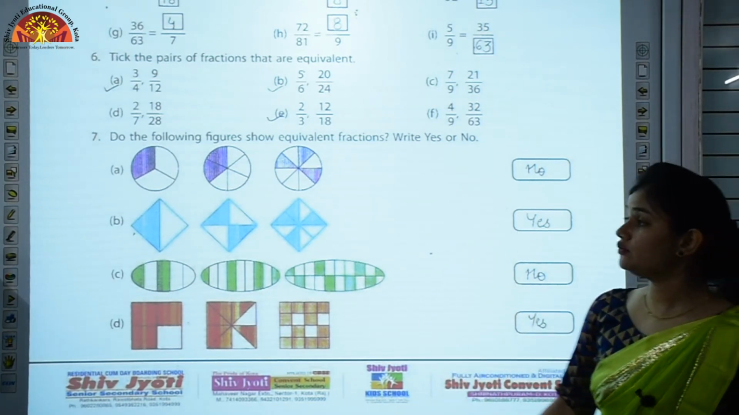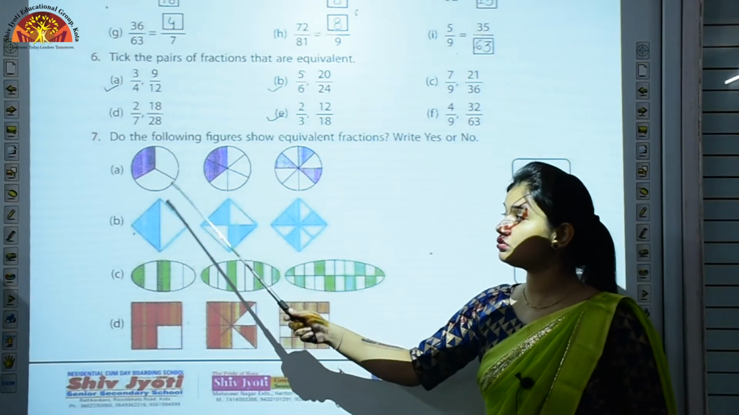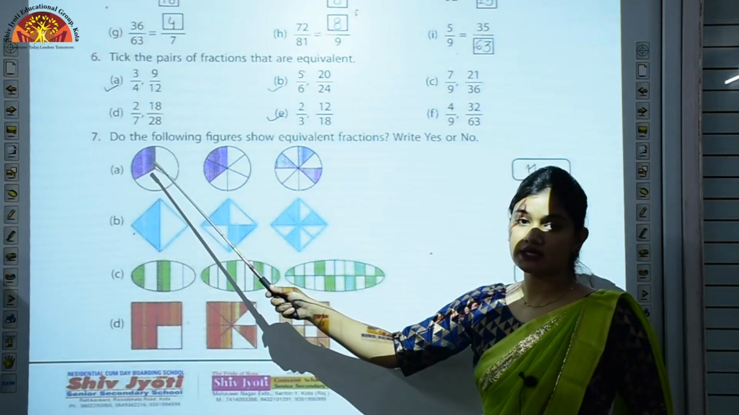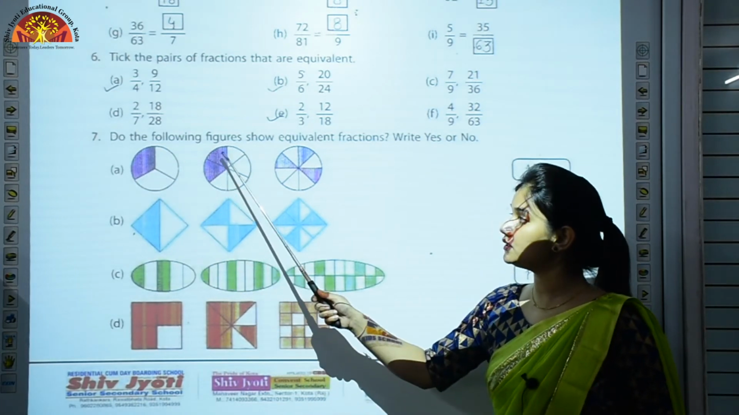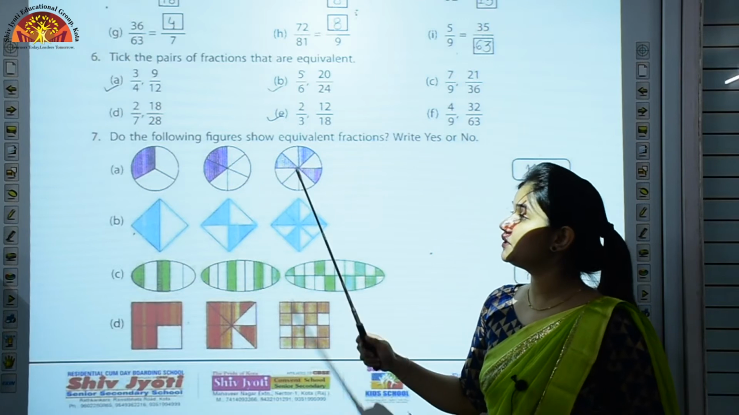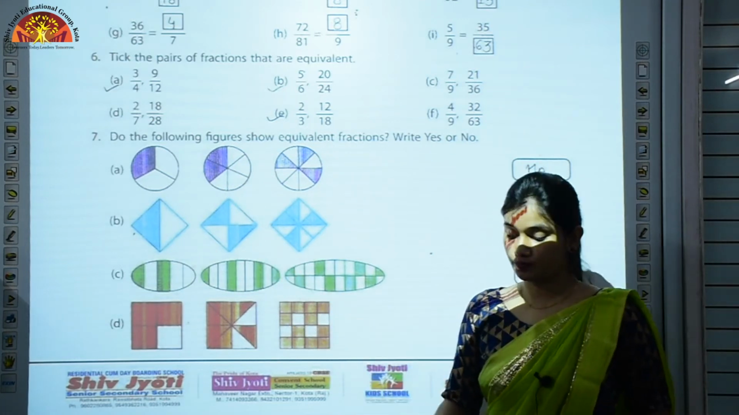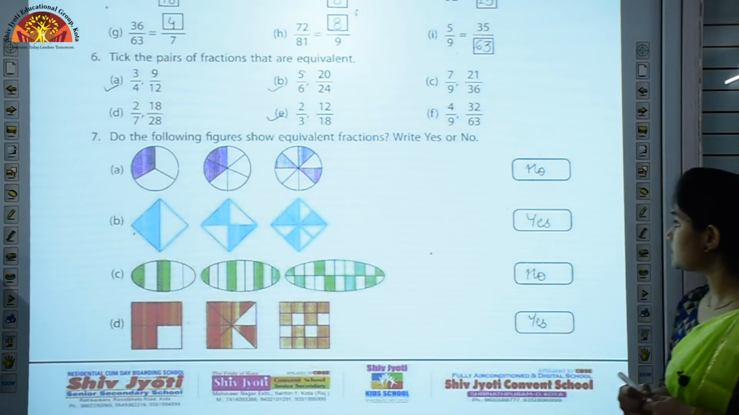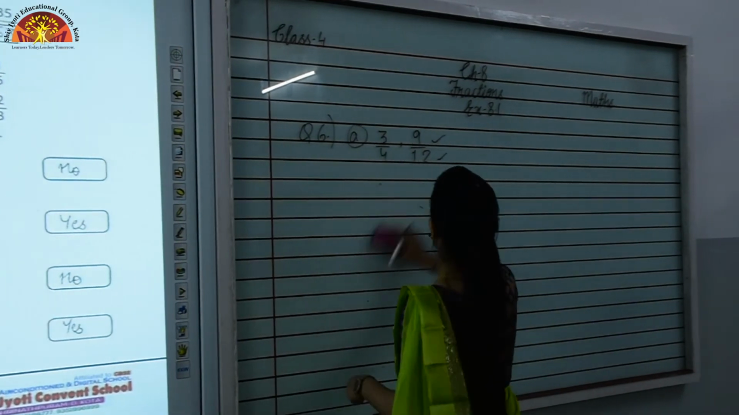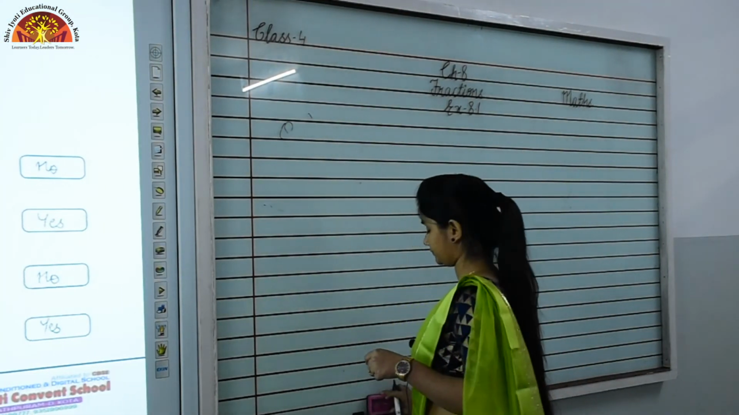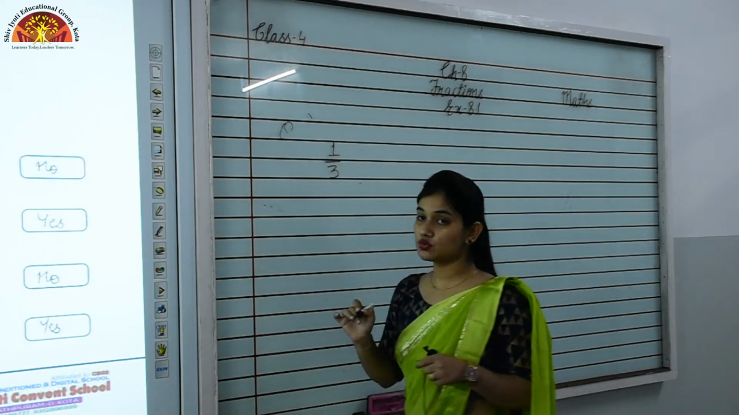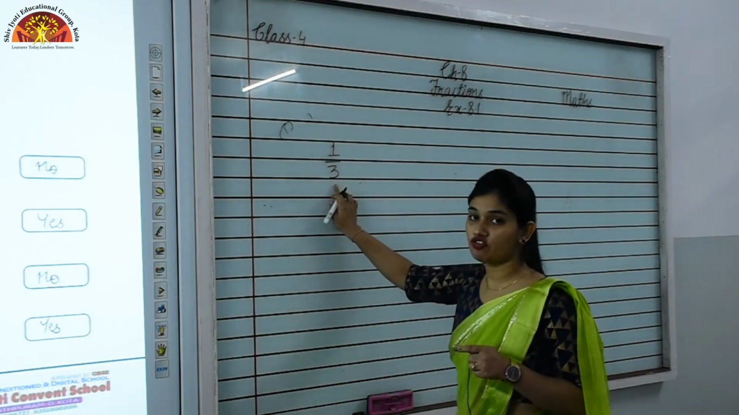Write yes or no. Now you can see the A part, there are 1, 2, 3. Total number of parts are 3 and the colored part is 1. In the next you can see 1, 2, 3, 4, 5, 6. Total number of parts are 6 and the colored parts are 2. So just look here students. The first is 1 upon 3 because one part is colored and the total number of parts are 3.